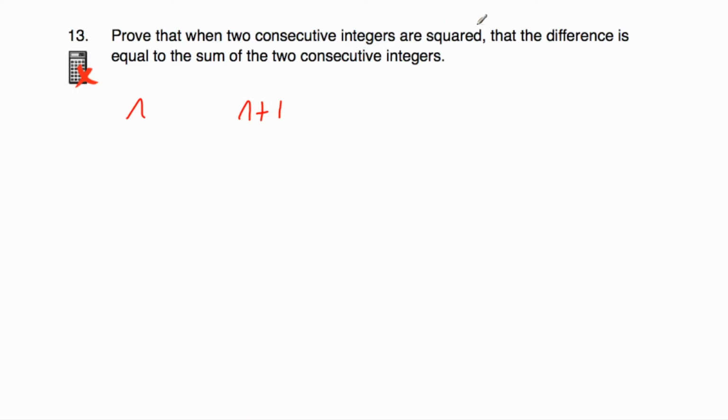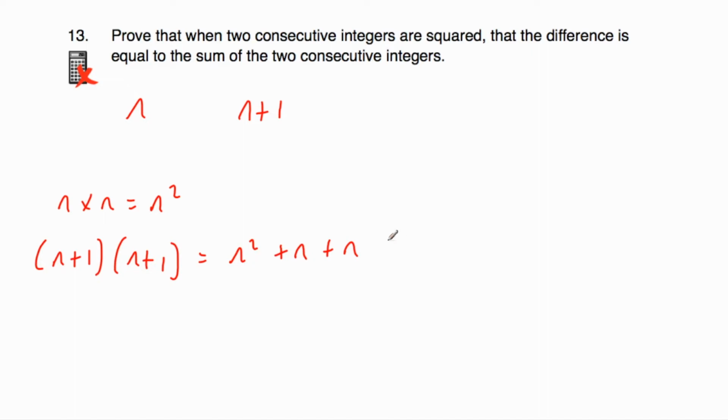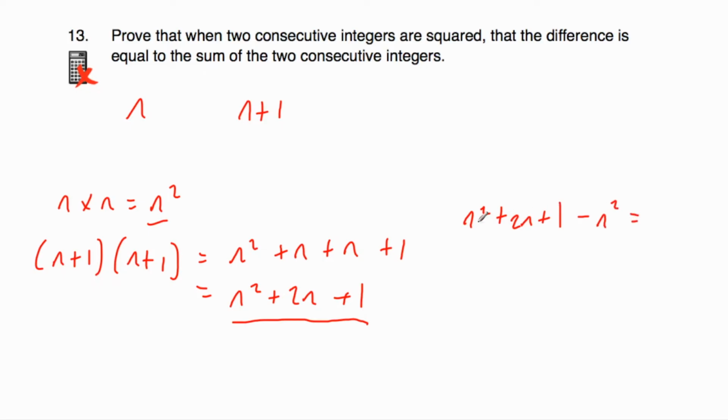So let's first of all find what we get whenever we square them. So n times n is equal to n squared, and n plus 1 times n plus 1, well, expanding that would give us n times n is n squared, n times 1 will be plus n, 1 times n is plus n, and 1 times 1 is plus 1. And when we simplify that, we get n squared plus 2n plus 1. So we've squared our two consecutive integers, and the question says the difference, so let's find the difference: our n squared plus 2n plus 1, take away our n squared, and n squared take away n squared is 0, so we're left with 2n plus 1.